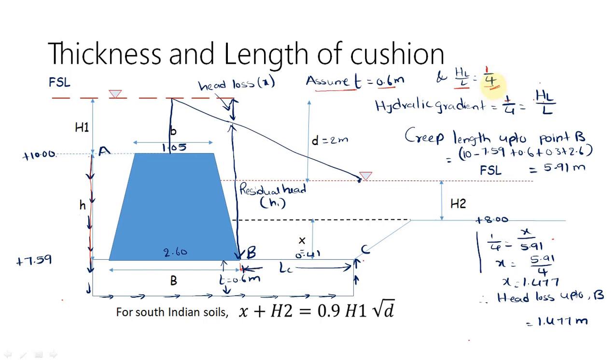Actually, how can we decide this value? Based on the type of soil available at the site. But here they haven't given the hydraulic gradient, so we can take a value of 1 by 4 to 1 by 6. There are different ranges, and you can go within this range: 1 by 4, 1 by 5 or 1 by 6. So here I am taking 1 by 4, so hydraulic gradient 1 by 4 is equal to HL by L.